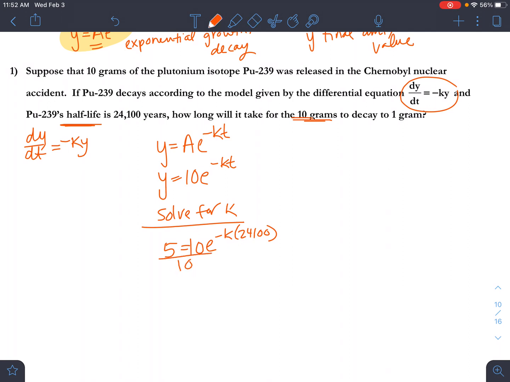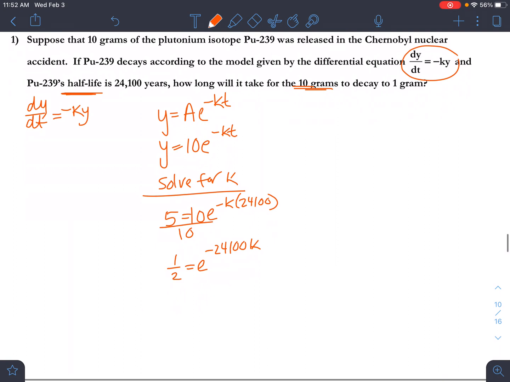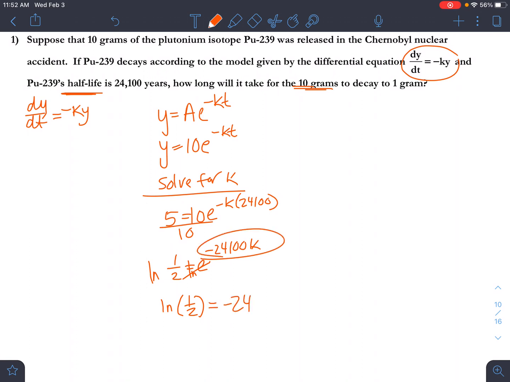Divide by 10, 1/2 equals e to the negative 24,100k. And then natural log both sides, or technically rewrite it as a log. So take the natural log of both sides, natural log of 1/2. Remember, natural log of e cancels, and we just get negative 24,100k. Divide by that lovely number, and we get k equals natural log of 1/2 divided by negative 24,100. So here's our k value.